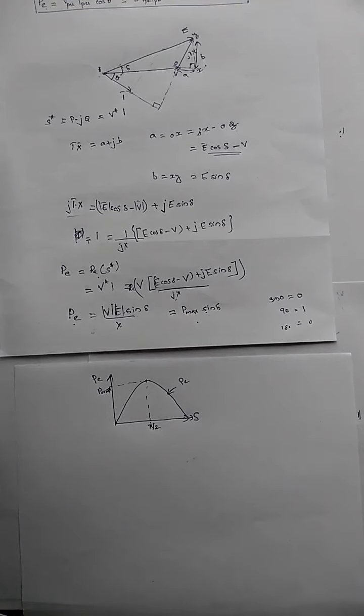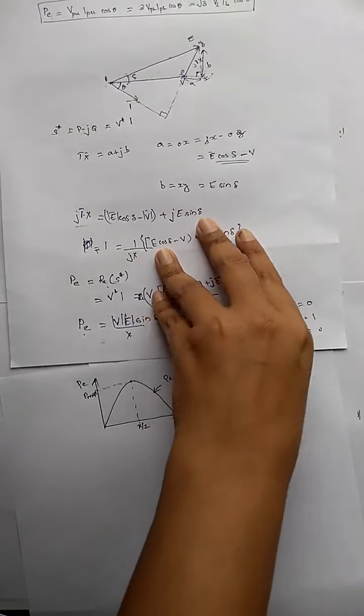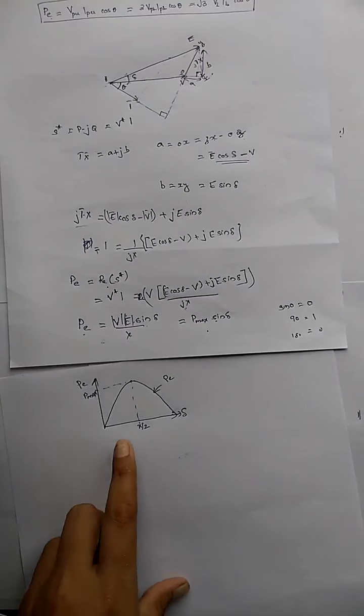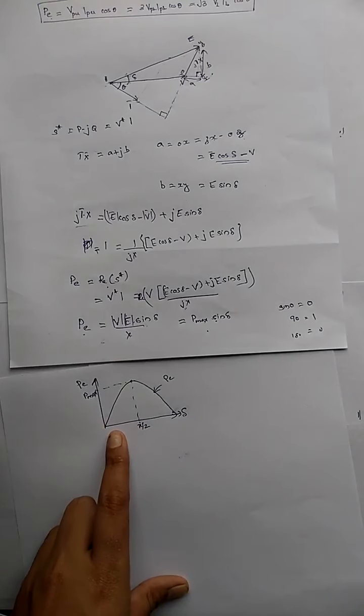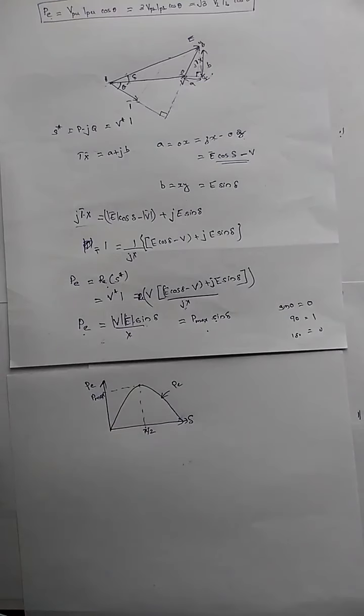So I hope you understood how we got the equation, that is PE is equal to EV sine delta. The power angle curve you understood, which was a university question. Next, I hope you also want to know the effect of this synchronous machine as a motor. Here, if we are increasing the delta, do you know what delta is? That delta is the angle relationship.